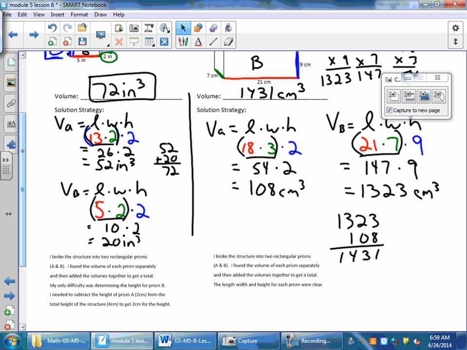My solution strategy is I broke the structure into two rectangular prisms, A and B. I found the volume of each prism separately and then added the volumes together to get a total. The length, width, and height for each prism were clear.